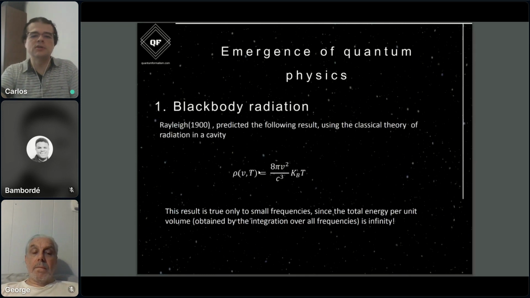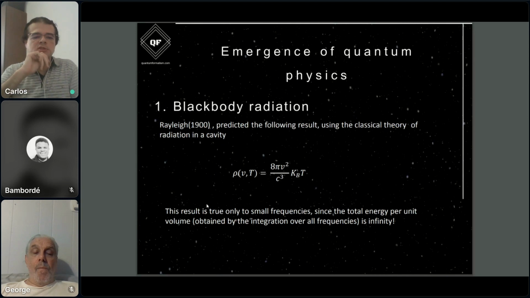Where rho here is the density of the radiation, Kb here is the Boltzmann constant, and T is the temperature. N is the frequency, C is the light velocity. So he found his result in this.